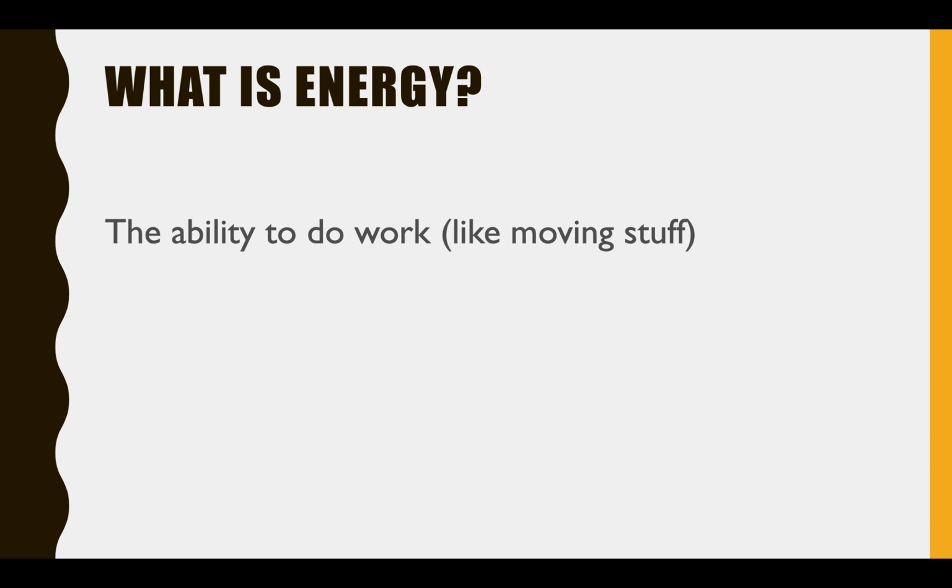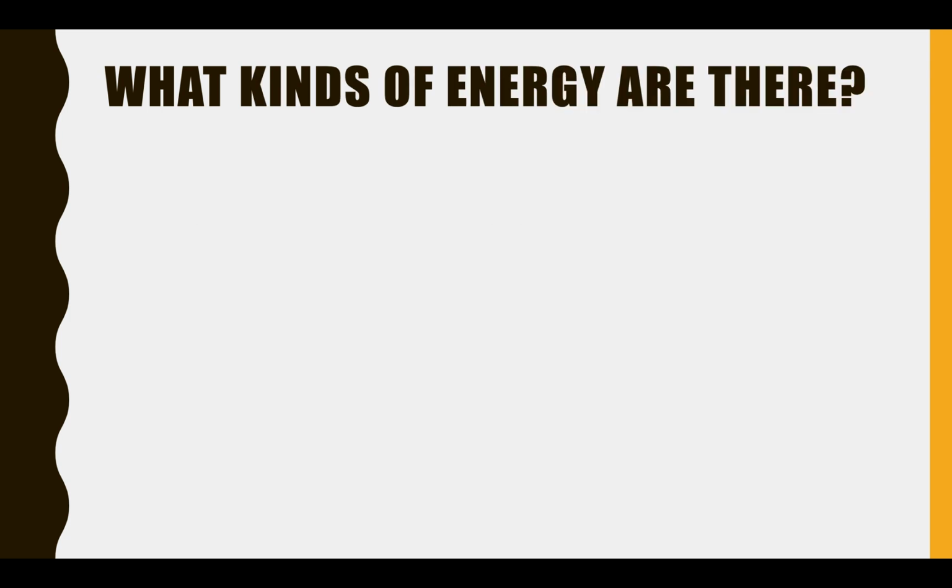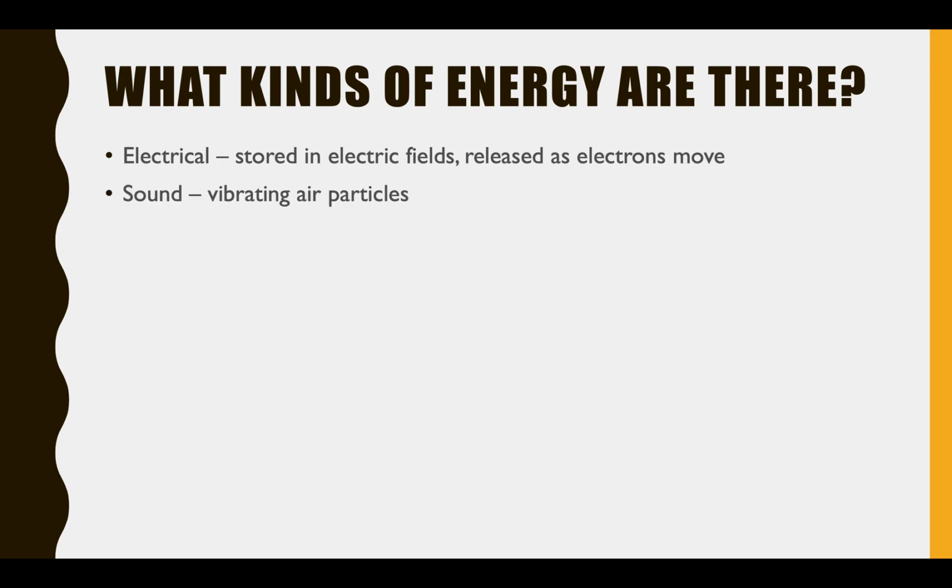So I've mentioned a few examples of doing work requiring different kinds of energy, but there's a lot of different kinds of energy out there. And I'll just run through a few of them. Electrical energy is stored in electric fields, and it's released as electrons move, right? There's that idea of the ability to move something. Sound energy is essentially vibrating air particles in the form of a sound wave. Light or solar energy is vibrating photons.